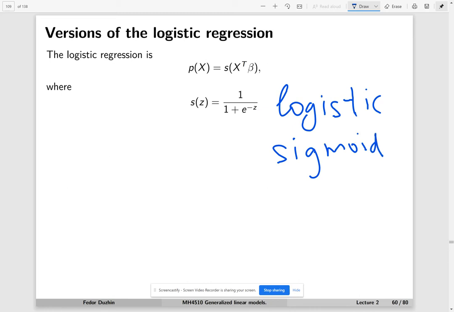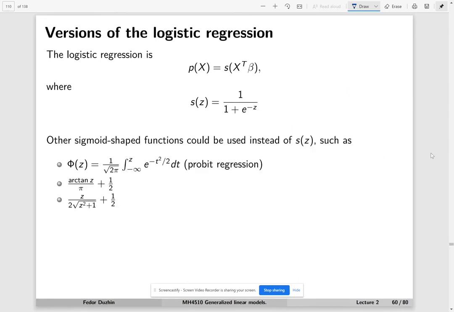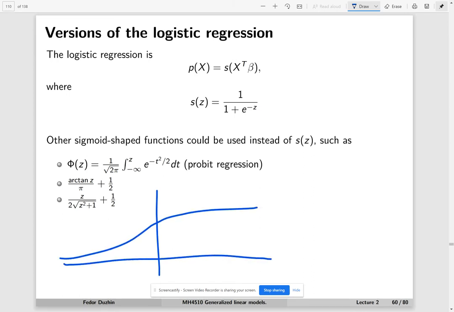But one thing that we could do is we could just use a different sigmoid function. As long as the general shape is the same, as long as it looks like this, we can do it. So these are some alternatives. I know that probit regression, where the sigmoid shape function is the cumulative distribution function of the standard normal variable, is sometimes used in practice. So inverse tangent and this z over square root of z squared plus 1, I just made them up, but hypothetically we could use them, right?